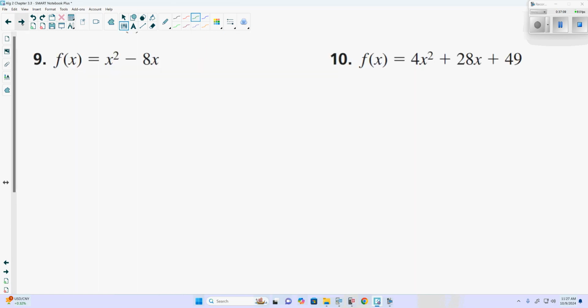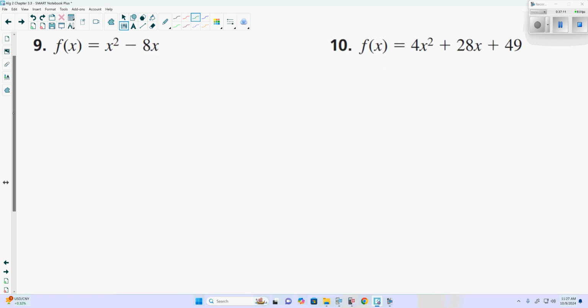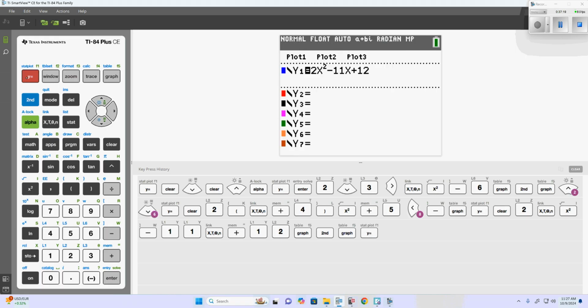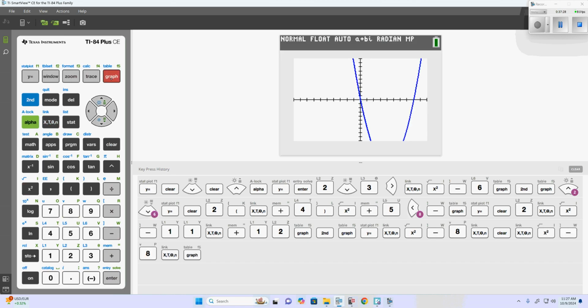Excellent. So again, just telling us to find the zeros. We can use any method we want. We can try graphing. Let's graph that out. So x squared minus 8x. It crosses the x-axis at 2 places, yes?